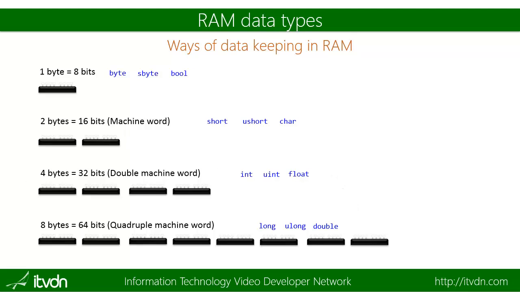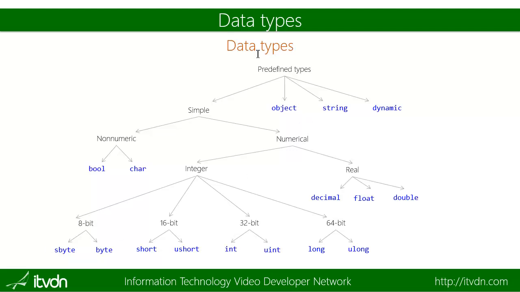So let's look at this again. Data types. Predefined, object, string, dynamic. We know what a string is. Object and dynamic I'll show you in the future.